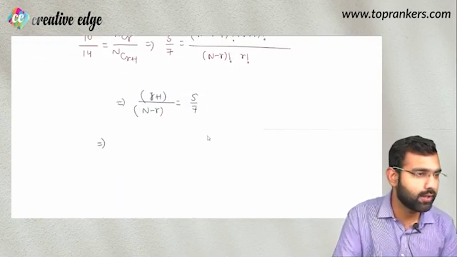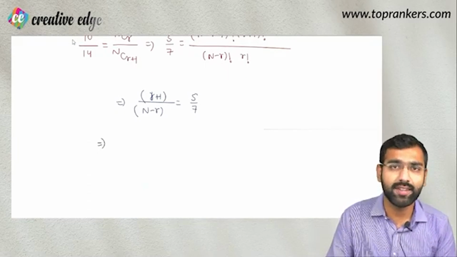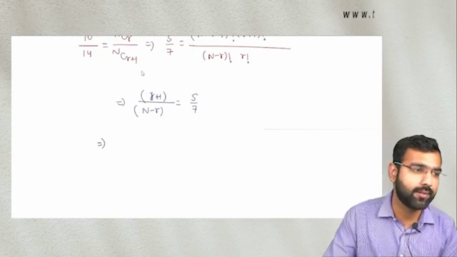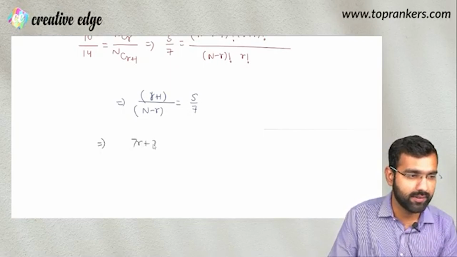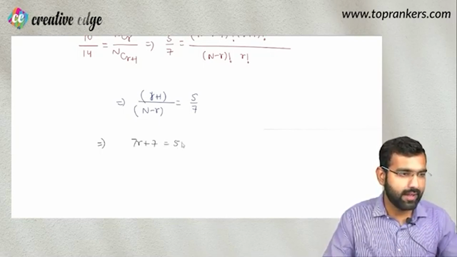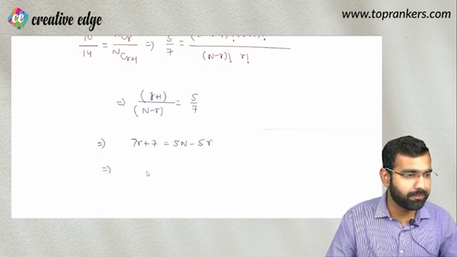Now that looks like a linear equation. That's why I got a little confused about what mistake we committed. तो हमने बस कुछ coefficients गलत लिख लिए थे, and that's why I was getting a wrong or a different kind of an equation, right? Now, you do the cross multiplication thing. 7 into r is 7r plus 7, and this will be 5n minus 5r.